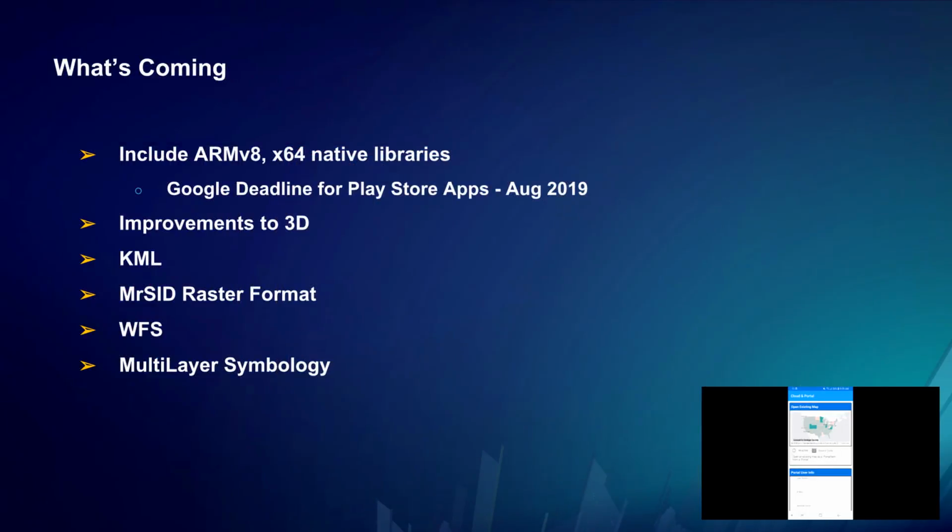So quickly, what's coming in the future? One important thing is that Google has a deadline for Play Store apps. If you are already using Runtime, our native libraries right now are 32-bit, and Google has a deadline of August 2019 where they want all the apps in the Play Store to upgrade to 64-bit native libraries. So for that, our next release is soon going to have those, so that you have enough time to upgrade your apps if you already have 32-bit libraries in them.